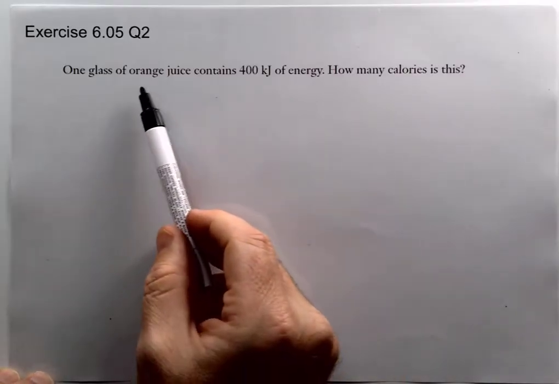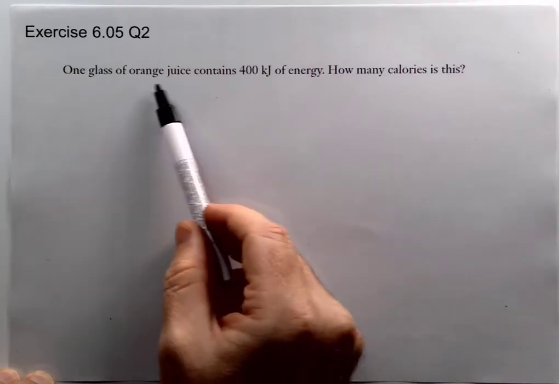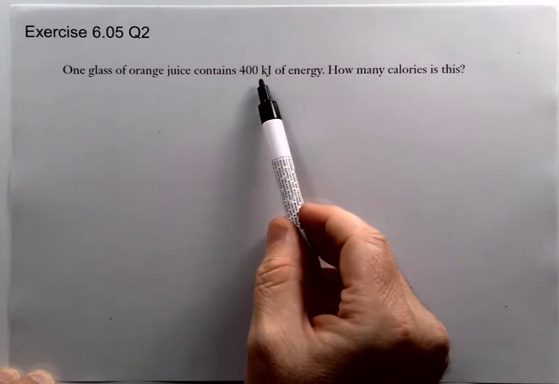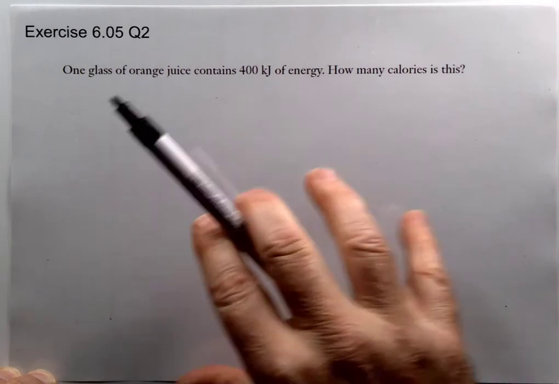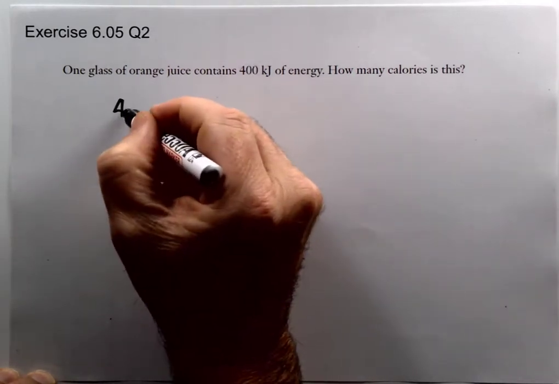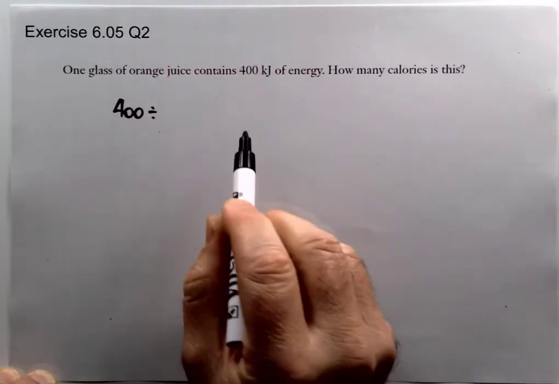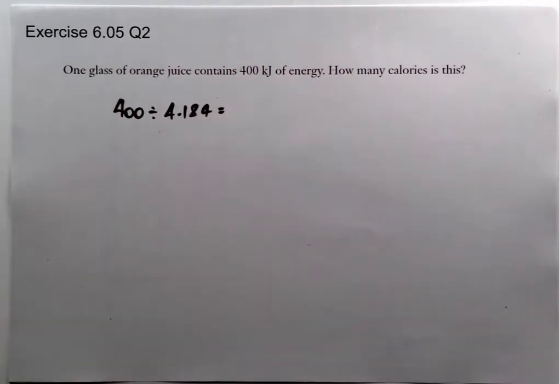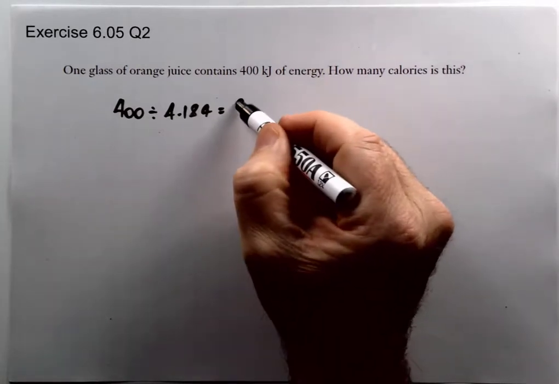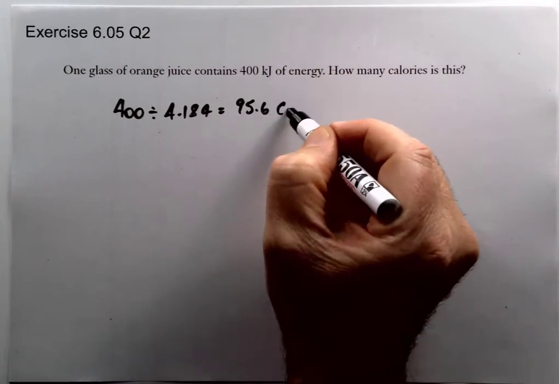Okay, we've got an orange juice, or one glass, that's got 400 kilojoules of energy. If we want to know how many calories, again we're going kilojoules to calories, so the unit's getting bigger, so we need to make the number smaller. We're going to divide by the 4.184. Again, going to our calculator. And so we'll get 95.6 calories.